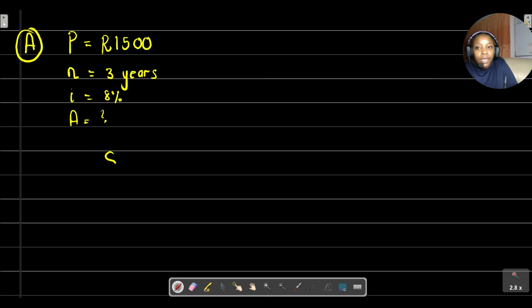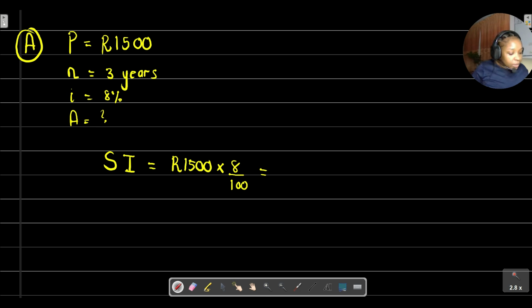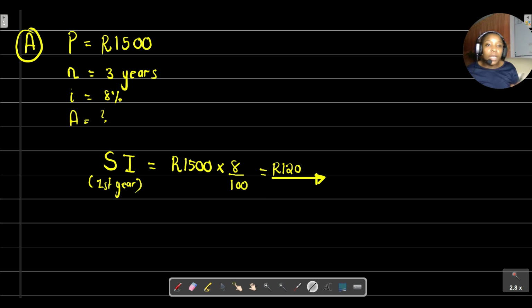So how do we calculate simple interest? Simple interest is just going to be, we're going to take that 1,500, then multiply it by the interest rate of 8%. So 8% is 8 over 100. So what are we going to get here? We are basically going to get 120 rand. That basically says that if you invest 1,500 at a simple interest rate of 8% per annum, in the first year the interest that you'll get from your investment is just going to be 120 rand.